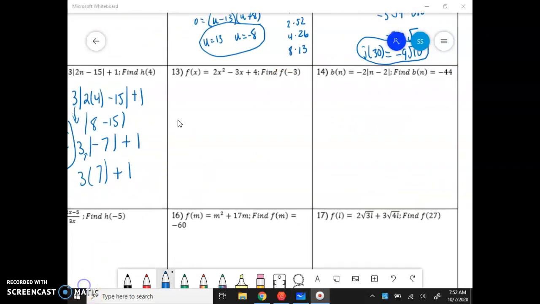All right, 13. We've got an x here, right? So we're just going to substitute everywhere we see an x.